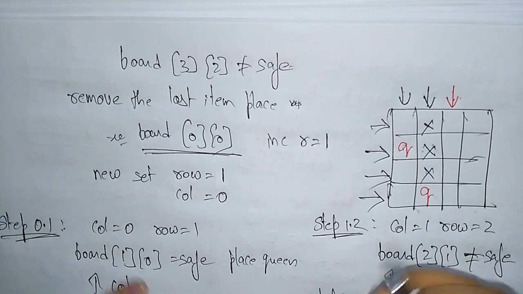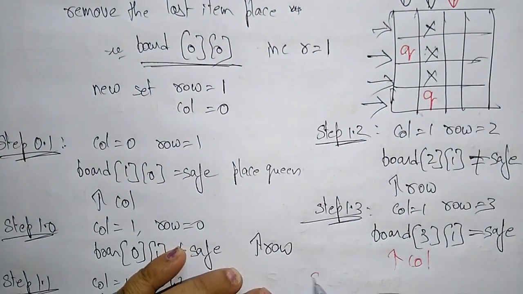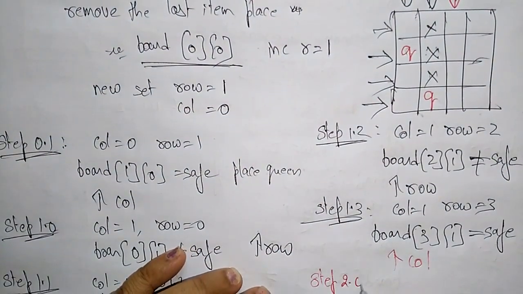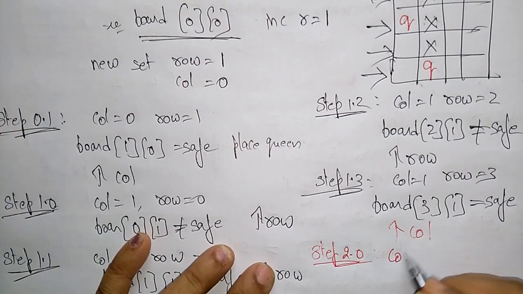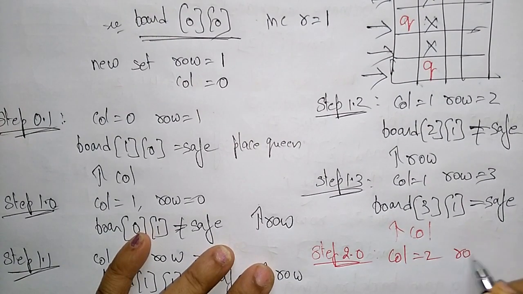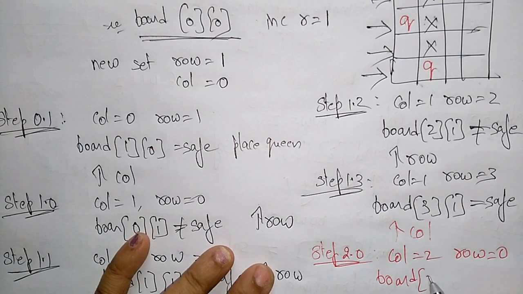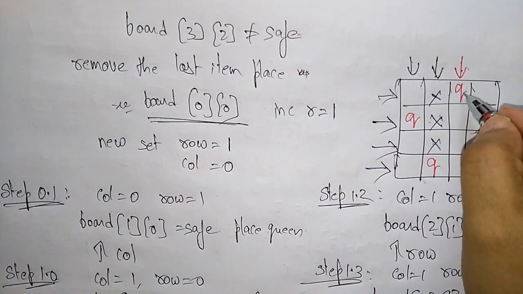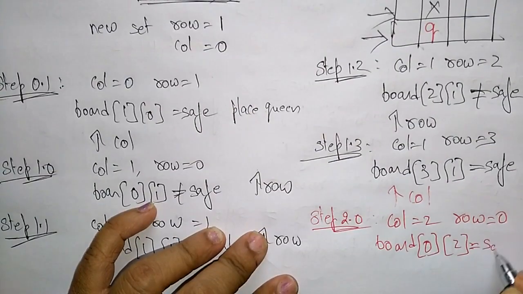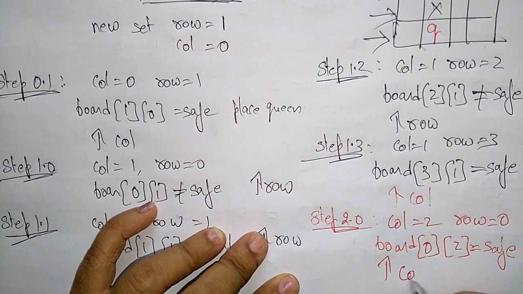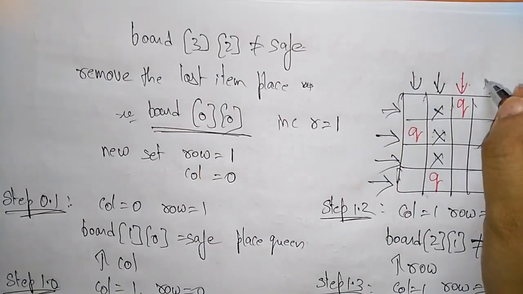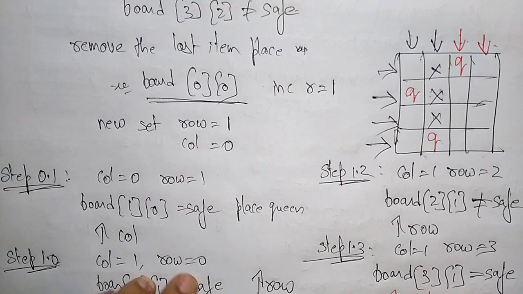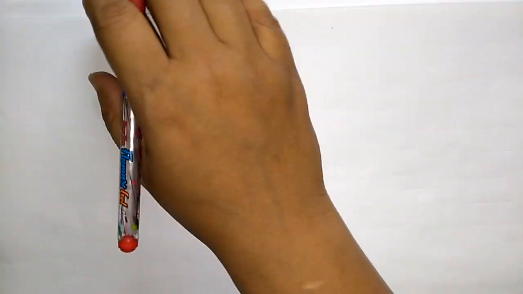Now check the second column. Step 2.0, column 2 and row 0. Is it safe or not? Yes, it is safe because there is no item in this row, this column, or this diagonal. Whenever it is safe, you have to increment column by 1. So already I placed 3 queens. Now coming to the next queen I have to place.